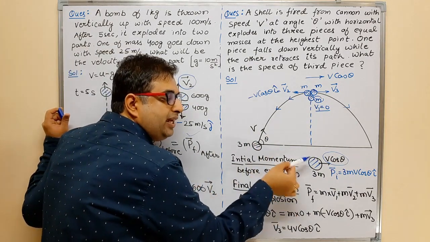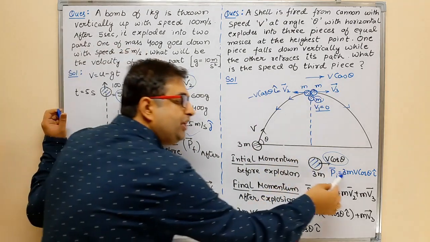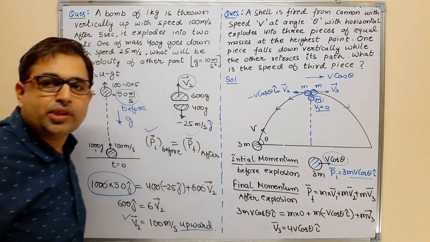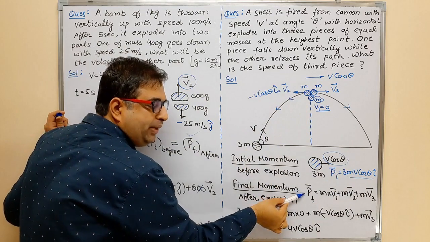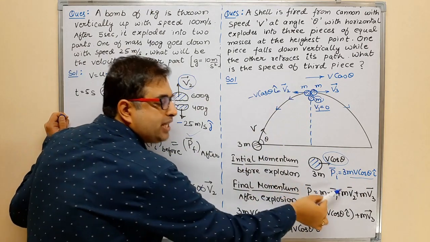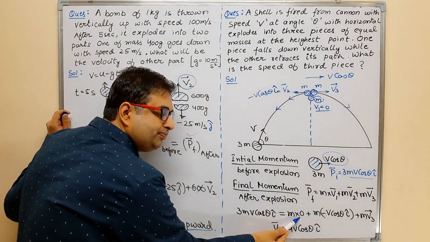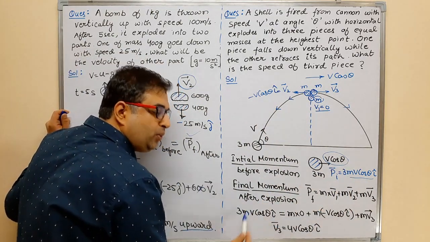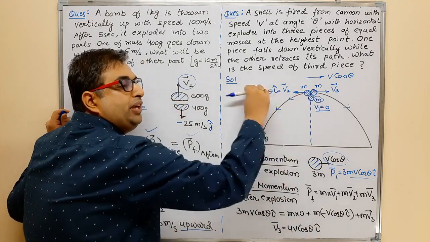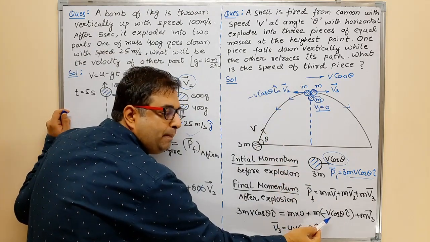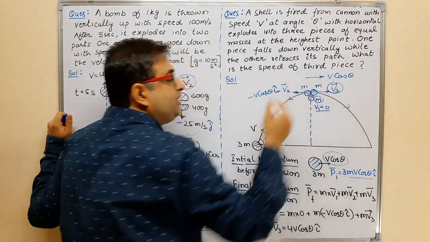Now 3m mass and velocity v cos theta, so total momentum is 3m v cos theta i cap just before the blast. After blast, we have three parts. So final momentum is m into v1 plus m into v2 plus m into v3. Initial momentum equals final momentum. v1 is 0. v2 is moving in backward direction with velocity minus v cos theta i cap.